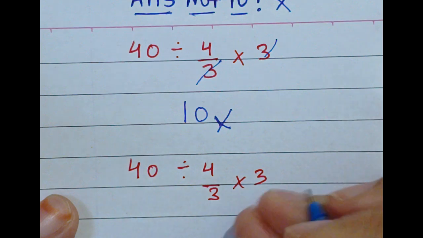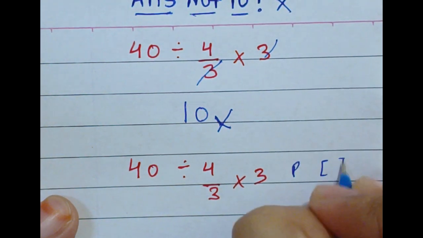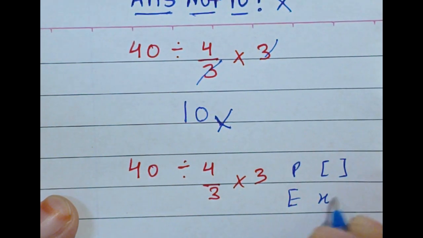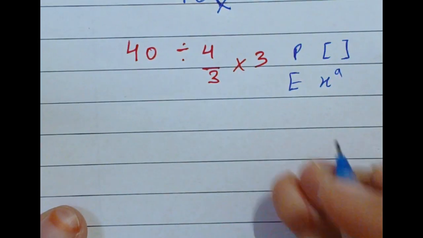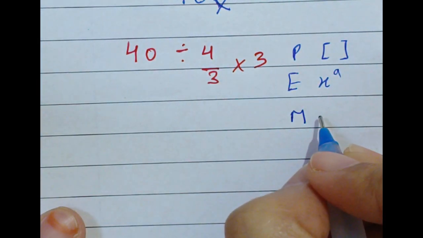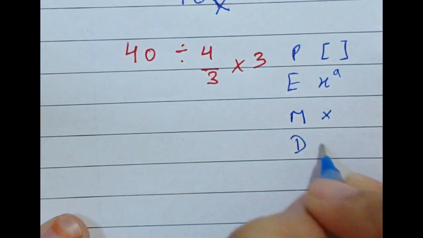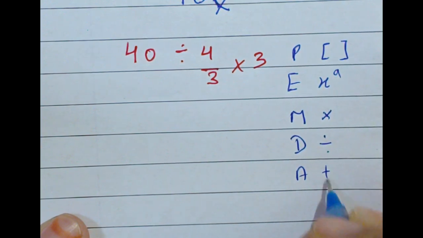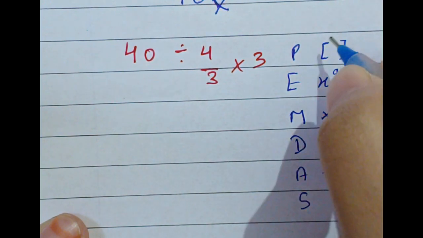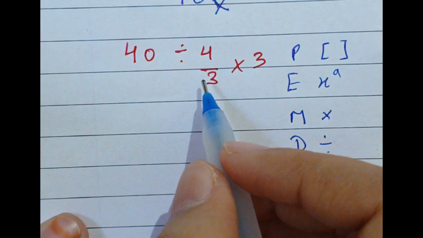So where P stands for parenthesis, E stands for exponent, M stands for multiplication, D division, A addition, S subtraction. This is the priority order of solving this expression.